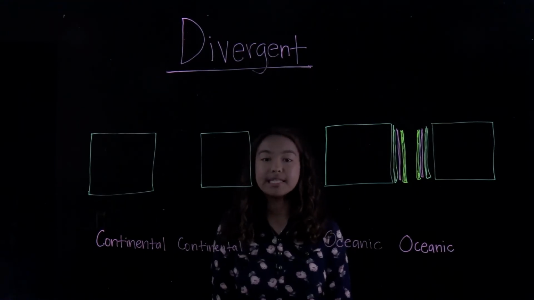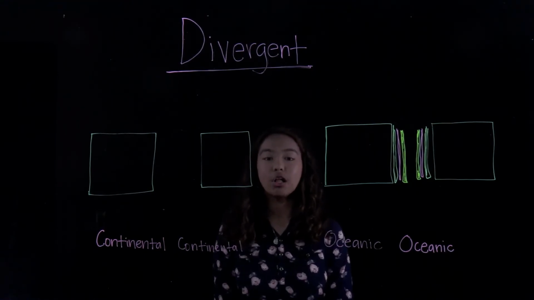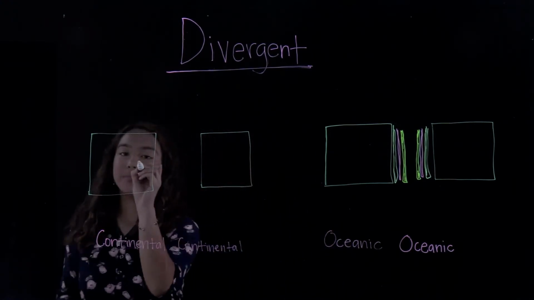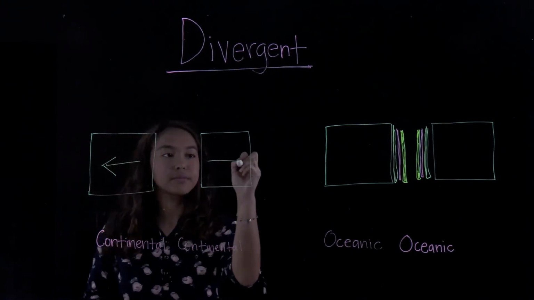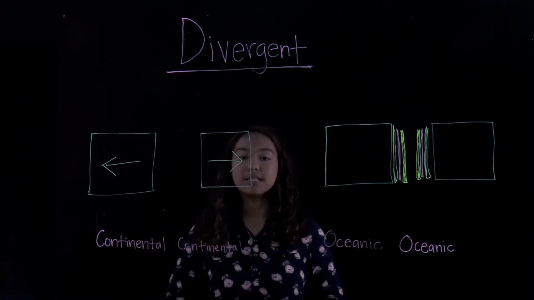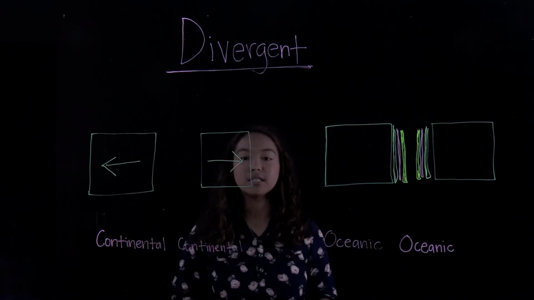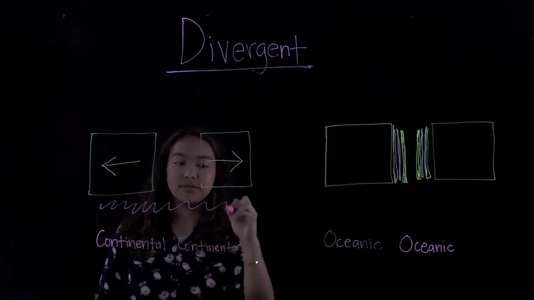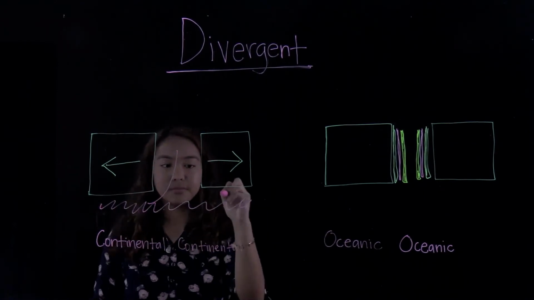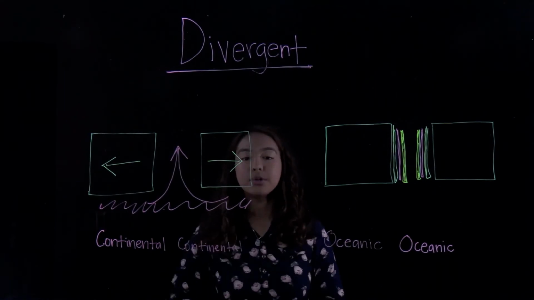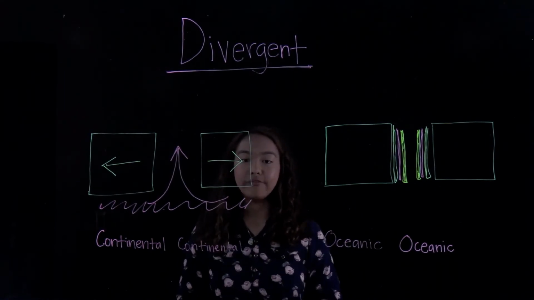We can also have plates that move apart from each other, and those are called divergent plate boundaries. When 2 continental plates slide away from each other, it forms a rift. This can cause volcanoes because as the plates move apart, magma rises from underneath the Earth's surface. A good example of this is the Great Rift Valley in Africa.